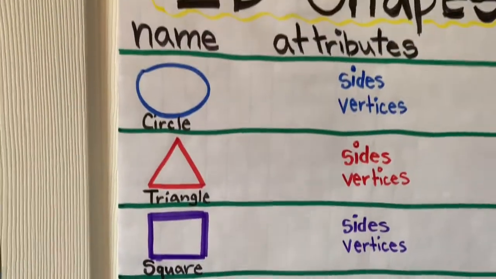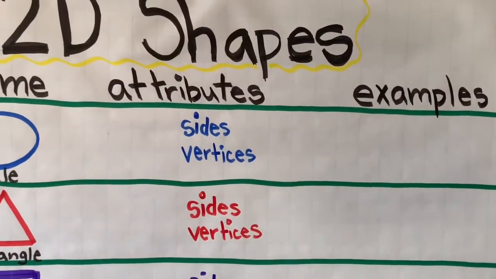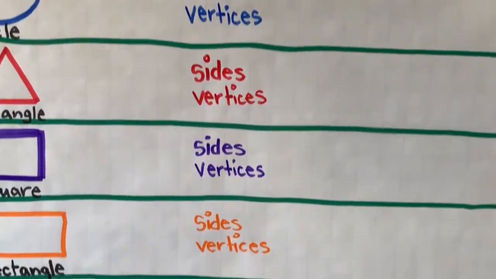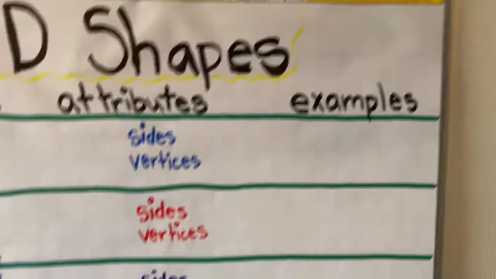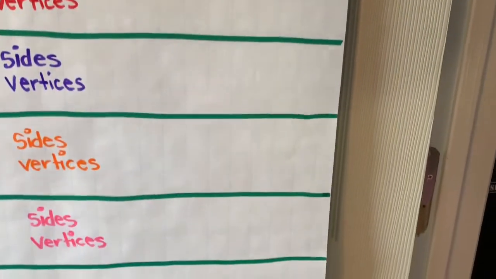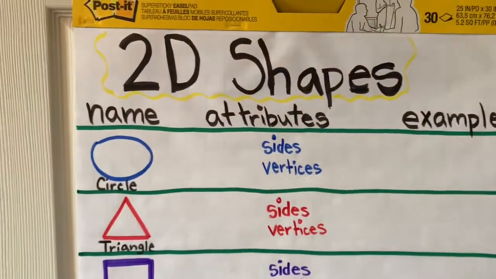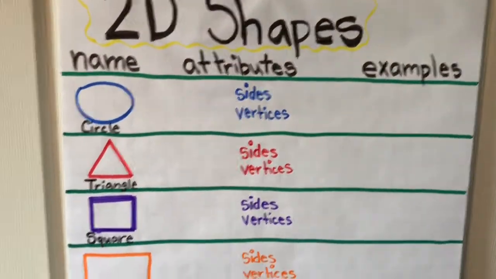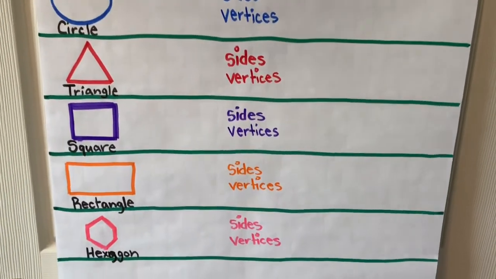We're going to be looking at how many sides, how many vertices, and thinking of some examples for the shapes. Things you might have around the house that could be those shapes, or things that you think of that are outside, that could be those shapes.